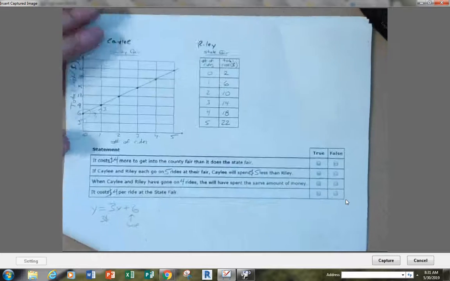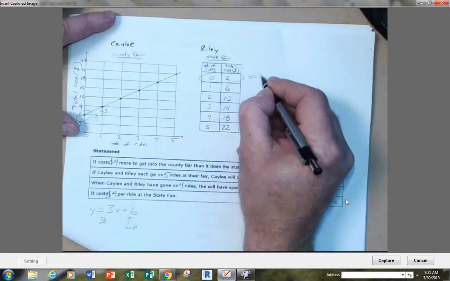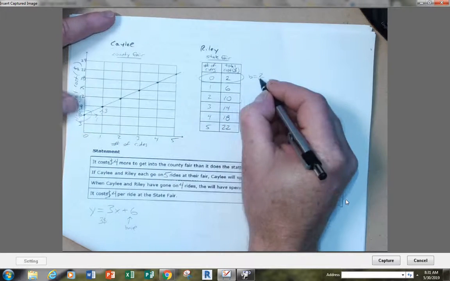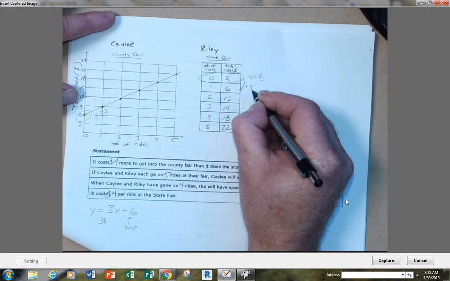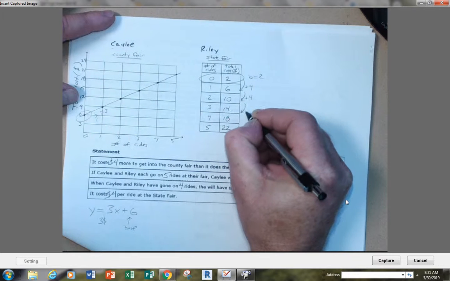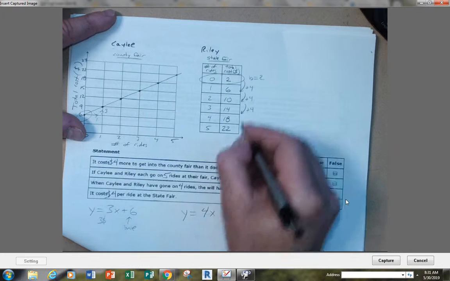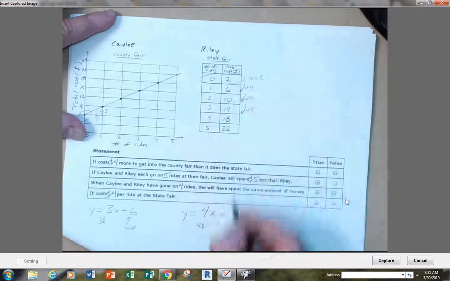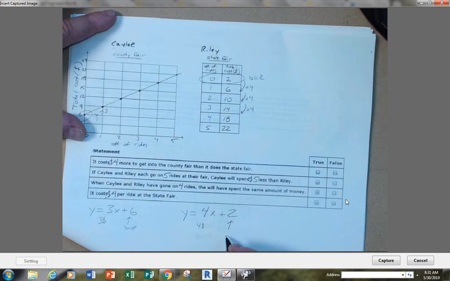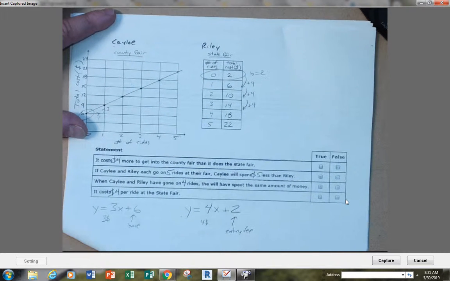All right, for the next one, table. Y-intercept is 2. That's her base charge, or her y-intercept, or where her graph would touch the y-axis if it was graphed. This one goes up by 4. That's your slope, or your rate of change. So for Riley's state fair equation, 4 goes in front of x, $4 per ride, plus 2, the y-intercept number, the base charge, or how much it costs to get into the place. This is the entry fee for this problem, how much to get into the fair.